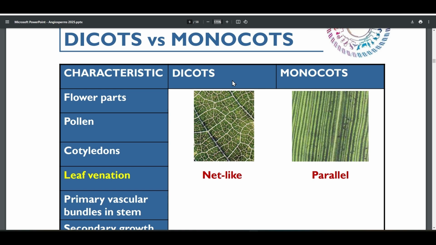So dicot plants, they have a net-like leaf venation. It's a very dense network with a net-like structure. But monocots, they're all parallel. So when you look at a leaf, if you see all the veins are going in the same direction, parallel, it's a monocot. But if it's net-like, it's a dicot.